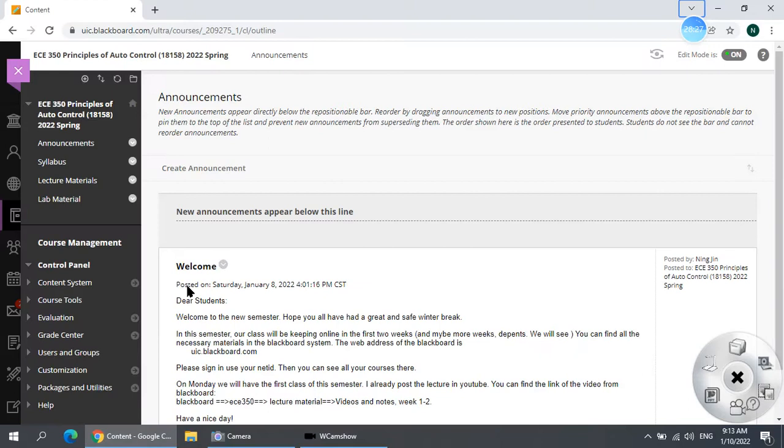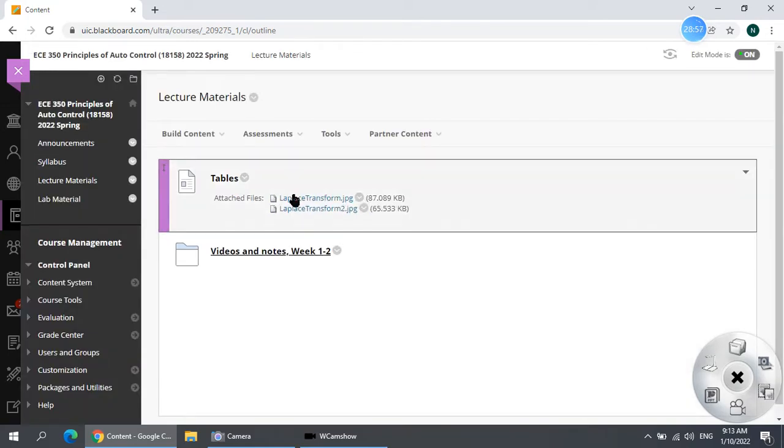I have the table here. This is Blackboard. I just added an announcement, syllabus, then lecture materials, and the lab materials. In the lecture materials, click on it. Oh, the internet is slow. Sorry. Okay, see, I put the tables, the Laplace transform, and the Laplace transform 2. I have 2 tables. Let me open both.